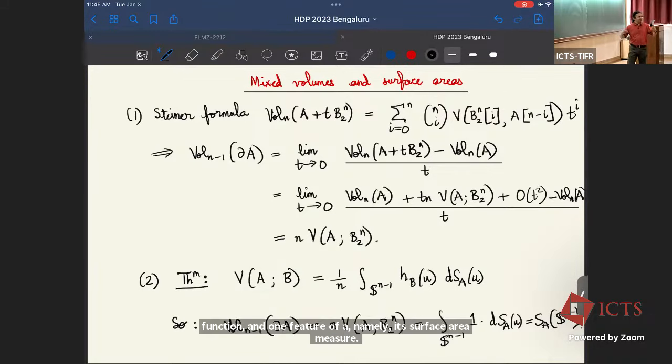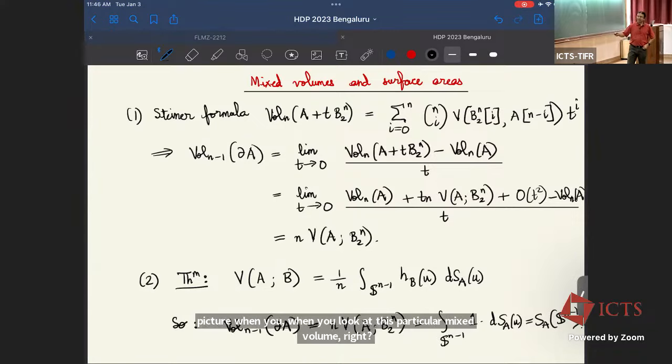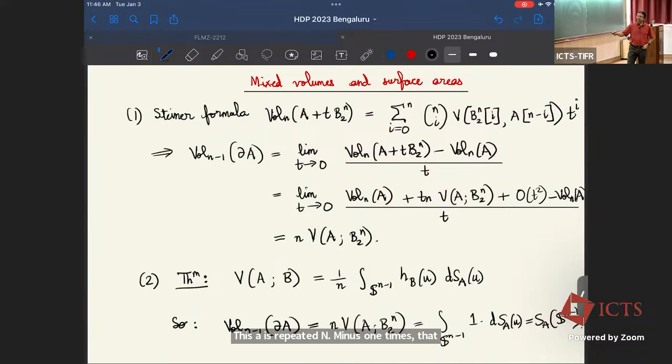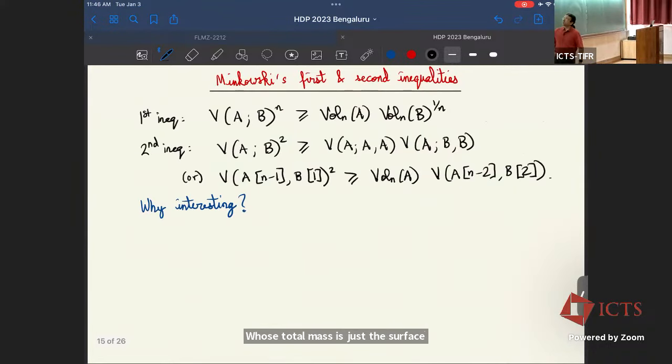So this shows how these two convex bodies come into the picture when you look at this particular mixed volume, right? This A is repeated n minus one times. That emerges through the surface area measure, and the B, which is just repeated once, comes through the support function. Okay, so one consequence of this is that the surface area of A, which I said is n times this mixed volume, I can plug in this formula if I assume this theorem, and then I see that this is just the surface area measure of the sphere. So the total mass of the surface area measure is just the surface area of A, which makes sense. So the surface area measure is a measure on the sphere whose total mass is just the surface area of A.